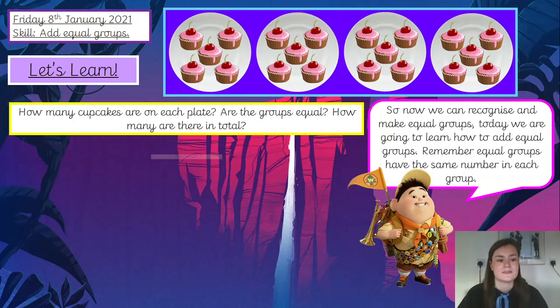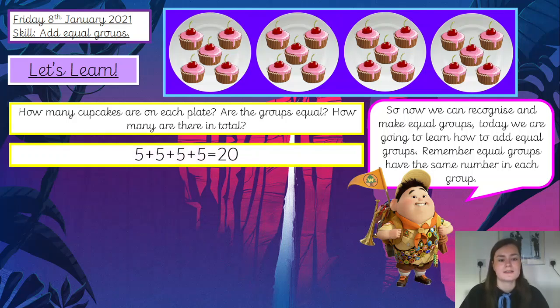Okay, well done. So, there are 5 cupcakes on each plate. So we've got 1, 2, 3, 4, 5 cupcakes on each plate. There's 1 plate, 2 plates, 3 plates, and 4 plates. So there's 4 groups, and they are all equal, aren't they? So how many are there in total? Well, you can either count in 5s, because you've got 5, 10, 15, 20, or you could have counted up the cupcakes as well. That would take a bit longer, wouldn't it?